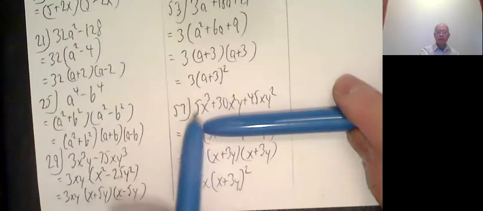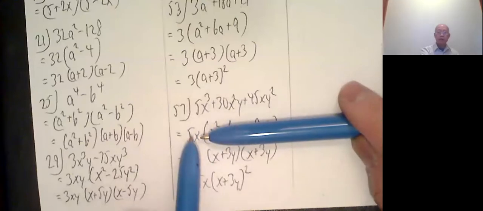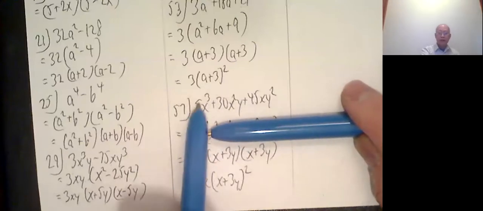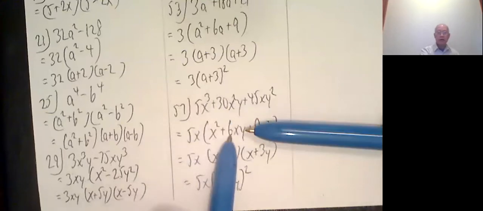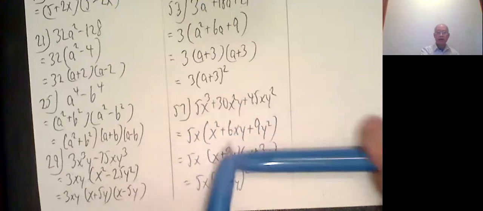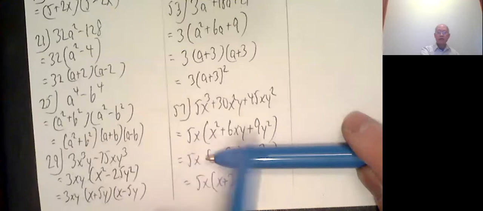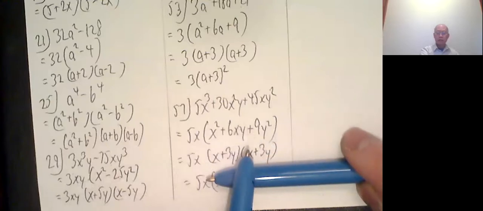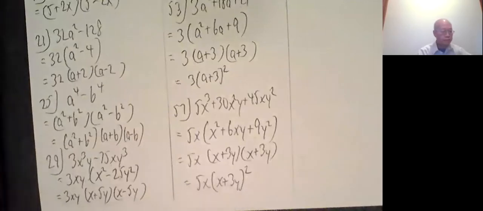57 looks more complicated. GCF, greatest common factor, is 5 and also an x. They all have an x. So take out 5x. And how do you go from 5x back up to that? X squared. Back up to that, 6xy. Back up to that, 9y squared. Okay, so leave alone the 5x. X squared is xx. Y squared is yy. Plus plus is plus plus. 6 and 9 means 3 and 3. And since these are the same, 5x times x plus 3y squared.